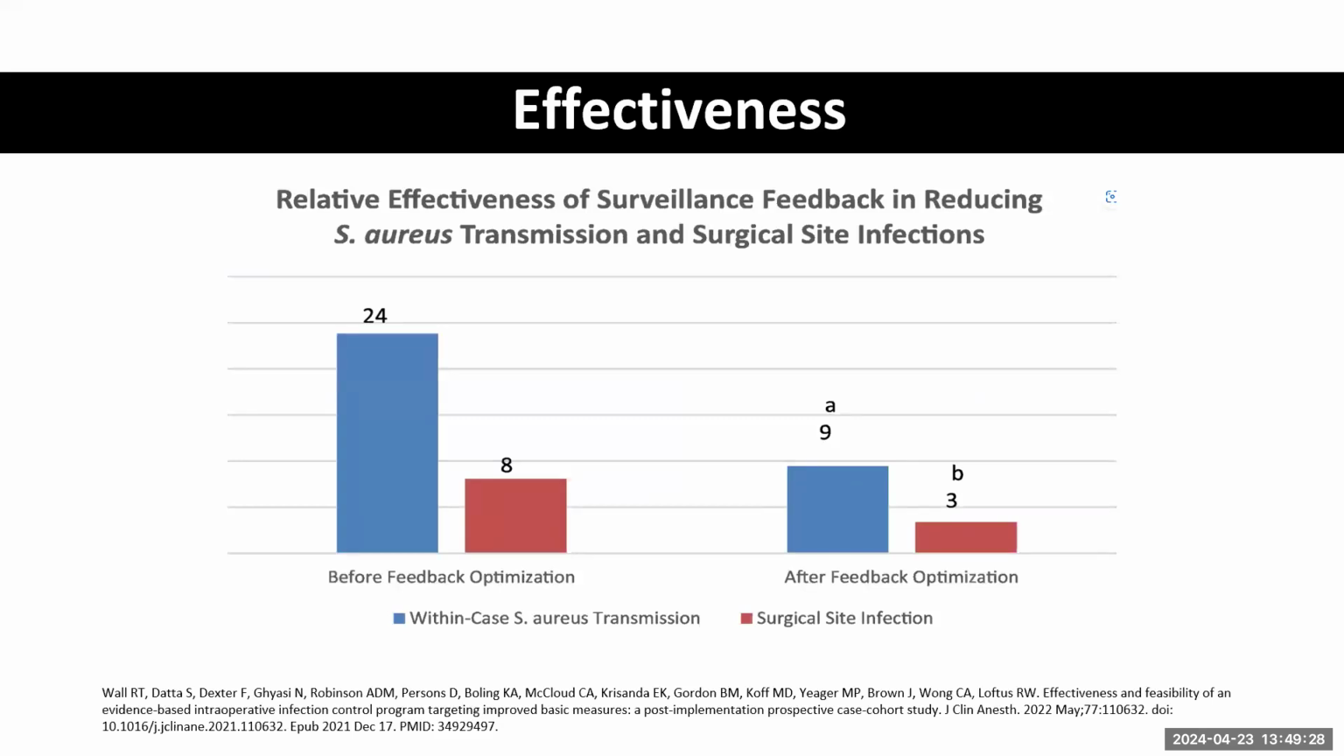Here's that same graph where I show their Staph aureus transmission going from 24 to 9% and their infections going from 8 to 3% in the feedback phase. So it wasn't the pillars, it was the feedback that got the pillars working.